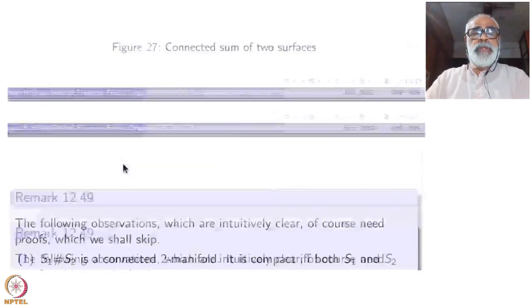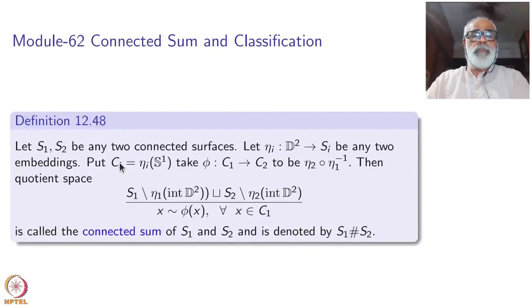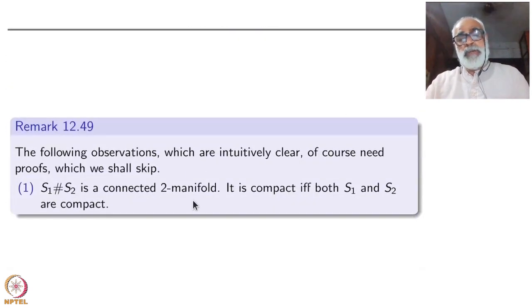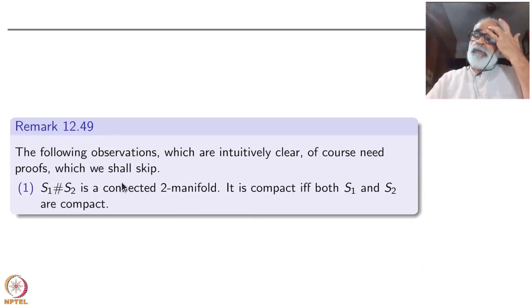Okay. See, there was no statement about this being compact. So I could have taken any two connected surfaces, that's all. So far, whatever I have stated is not at all difficult. Very easily. Only because we have time limits here, I can't go on explaining everything.